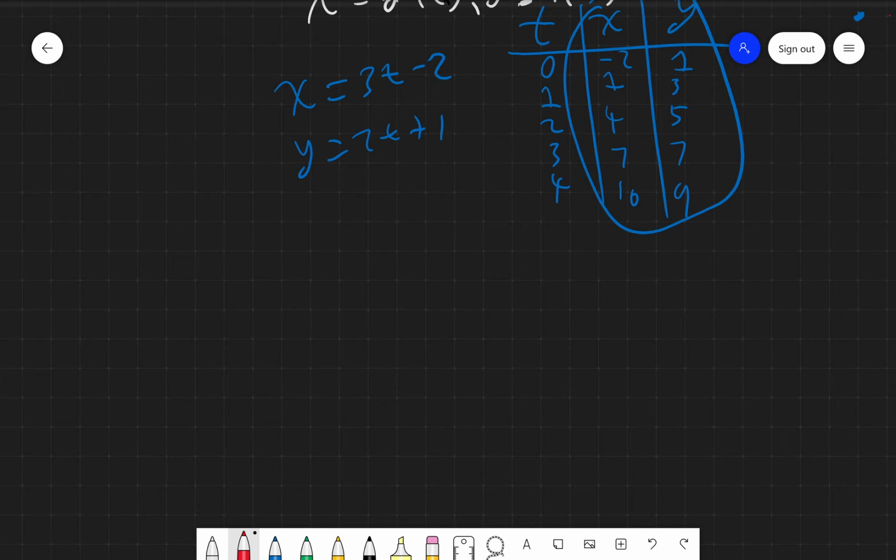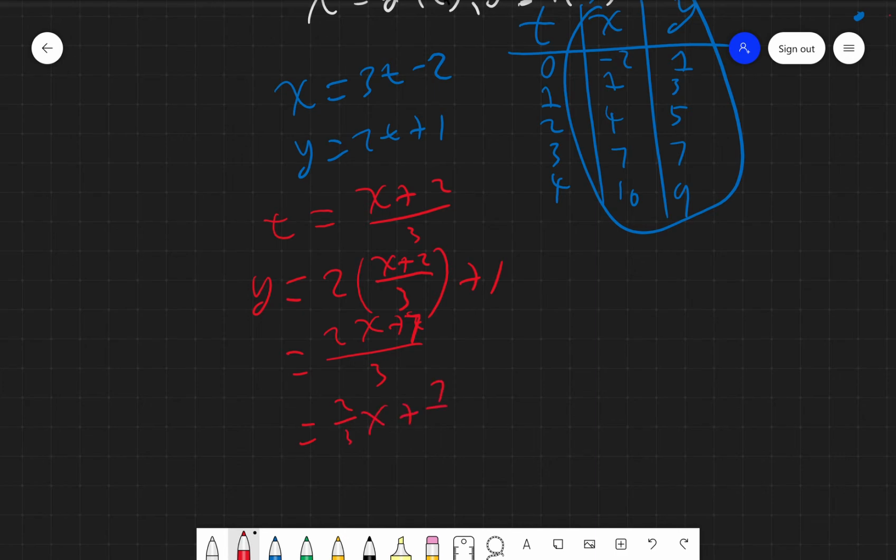So let's say we solve for t in the x equation. We get t equals (x plus 2) over 3. We can substitute that into the y equation, so now we have y in terms of x. Now we have y equals 2 times (x plus 2) over 3, plus 1. That's equal to 2x plus 4 over 3, plus 1, which is 2x plus 7 over 3. And that's our equation: y equals 2/3 x plus 7/3.